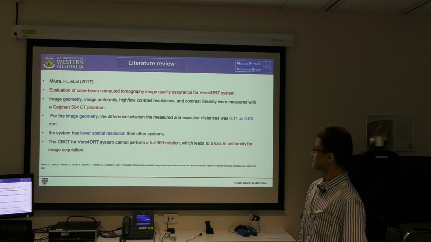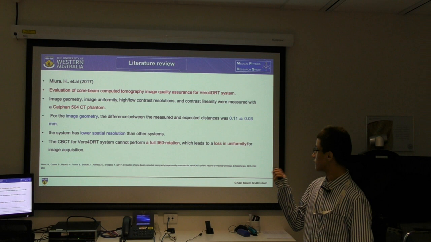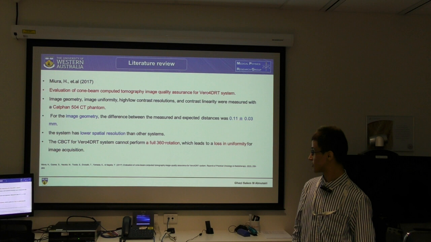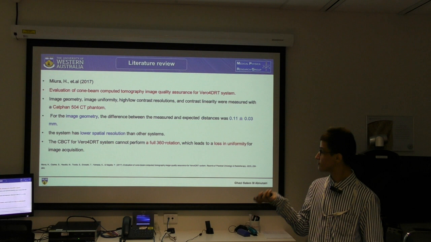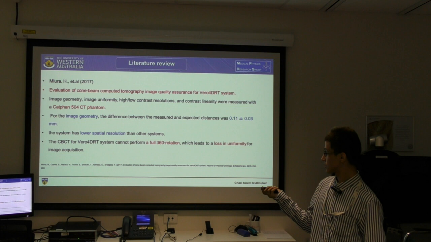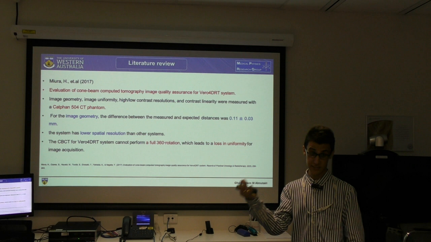Research review: an evaluation of a cone beam computed tomography quality assurance program for a 4D RT system. They measured the image quality parameters using the Catphan 504 CT phantom. They found in the image geometry that the difference between the measured and the expected distance is almost small. And the system has lower spatial resolution than other systems. The CBCT for the 4D system cannot rotate 360 degrees. That will result in losing uniformity in image acquisition.